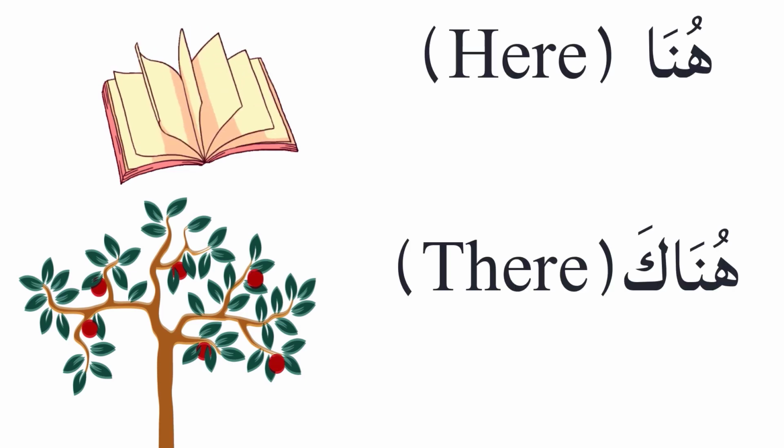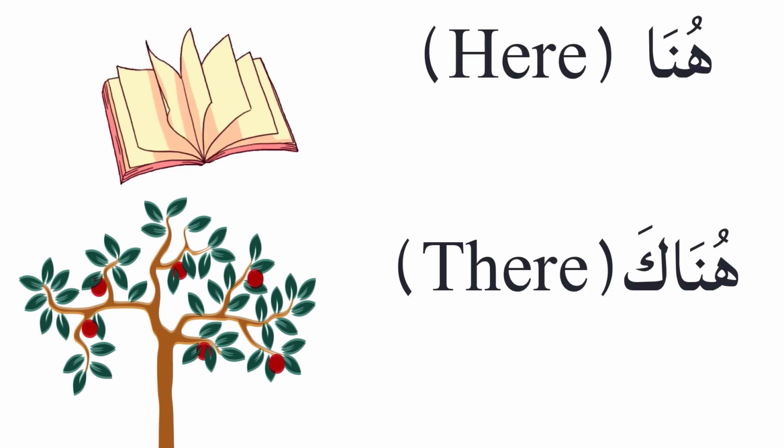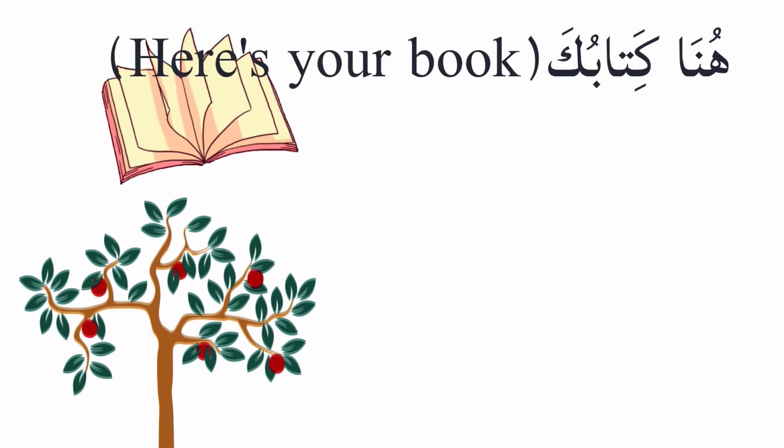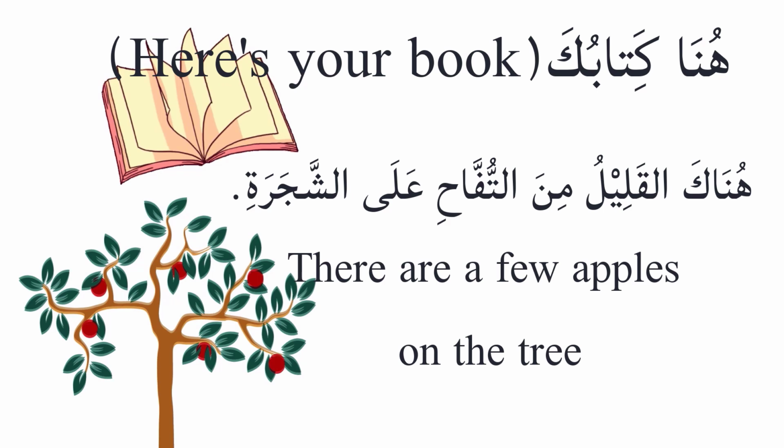Now let's look at the difficult words and use them in sentences. Huna in Arabic means here, and hunak in Arabic means there. Huna kitabuk, here is your book. هناك القليل من التفاح على الشجرة. There are a few apples on the tree.